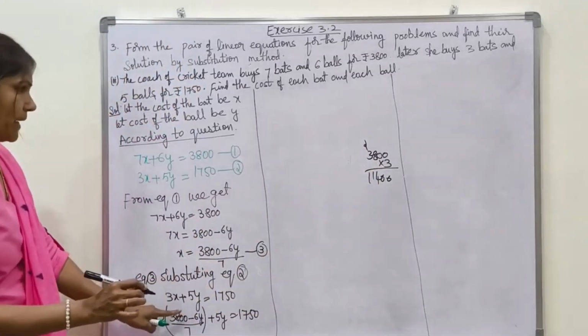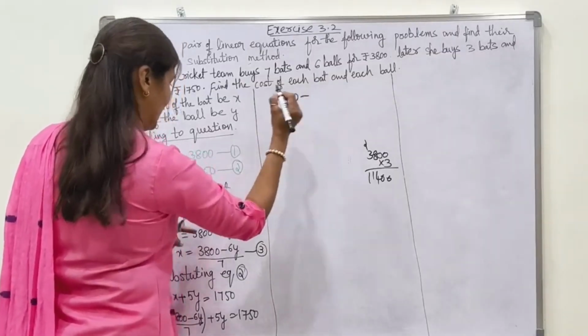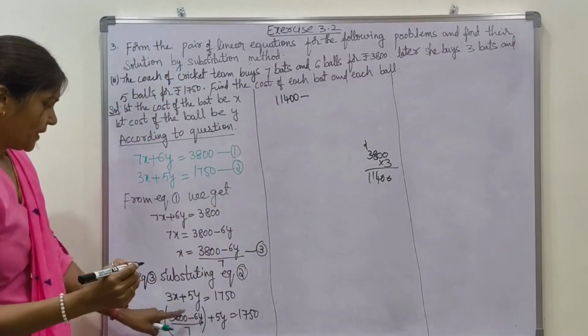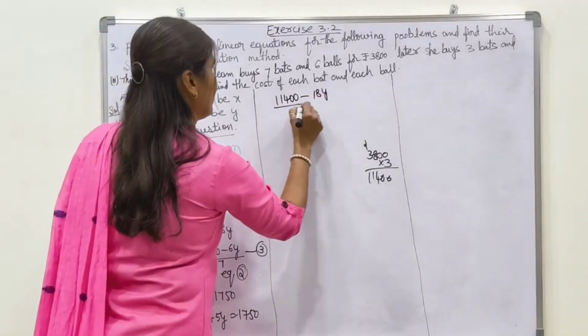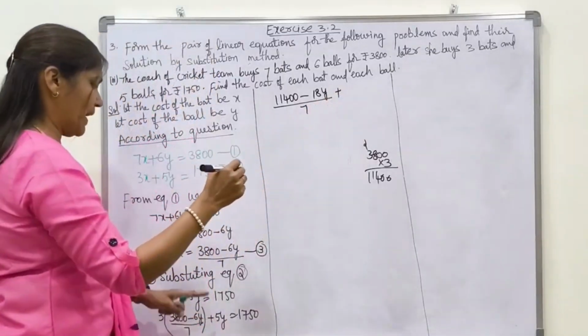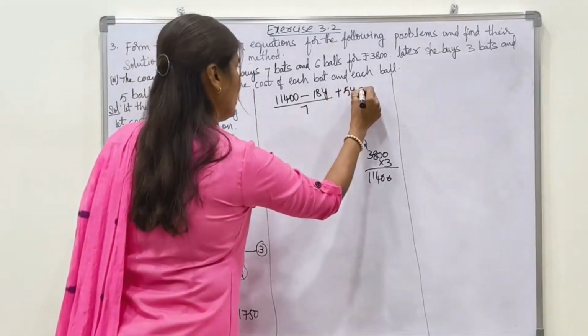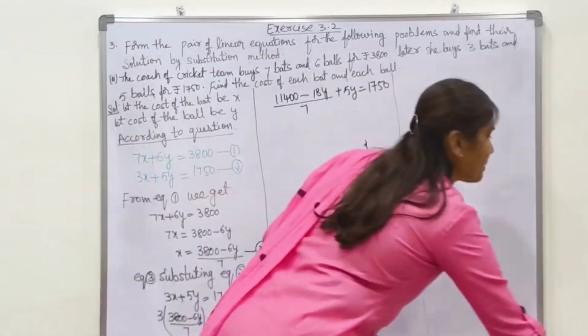So this 2 multiplied means we will get 11,400 minus 3 into this one. 3 6s are 18y. 18y divided by what is there? 7. Next one write as it is. 5y is equal to 1,750. Do the calculations properly.